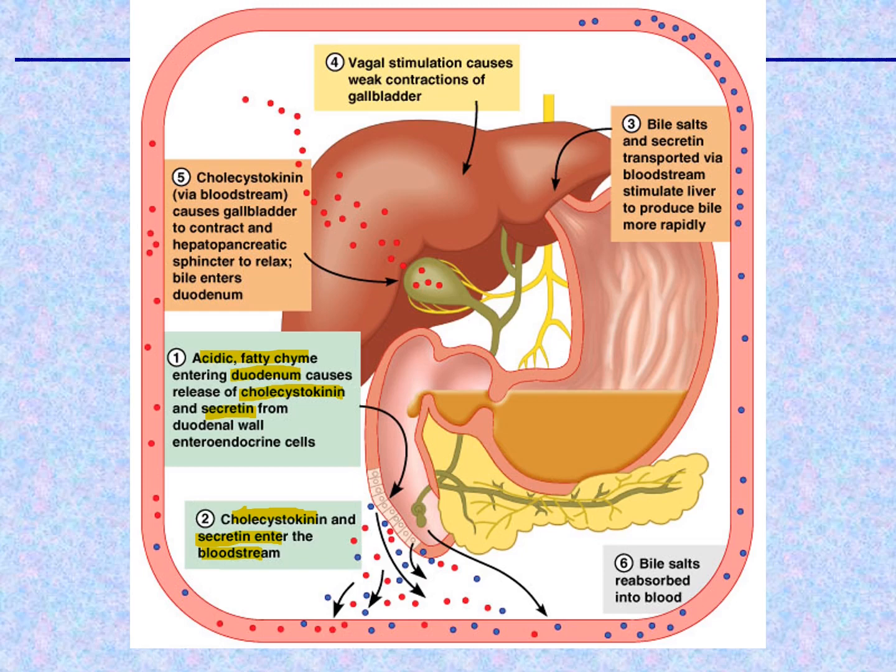And the blue dots, the secretin, gets transported around and goes to the liver. Let me highlight that in a different color. The secretin stimulates the liver to produce bile more rapidly. So it upregulates synthesis of bile.